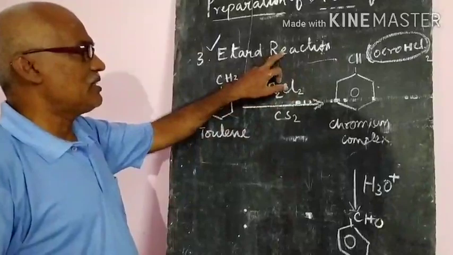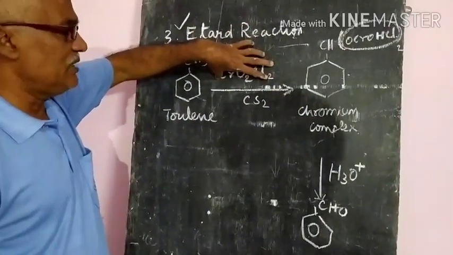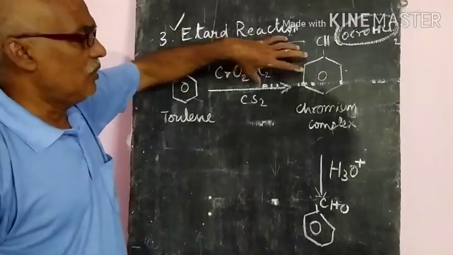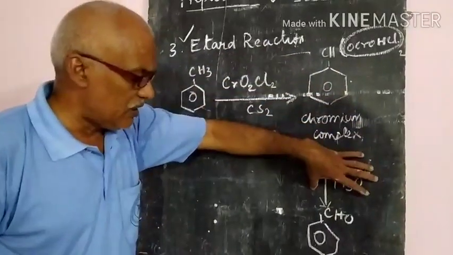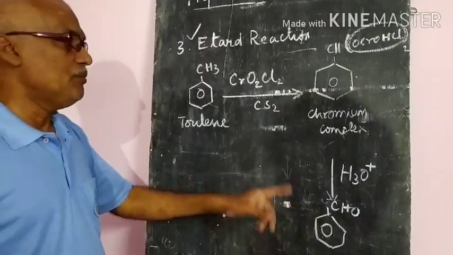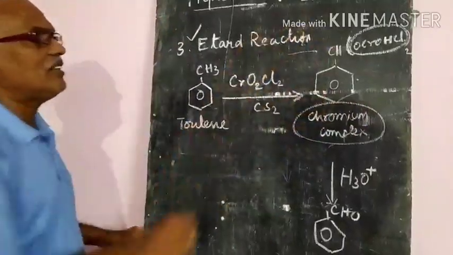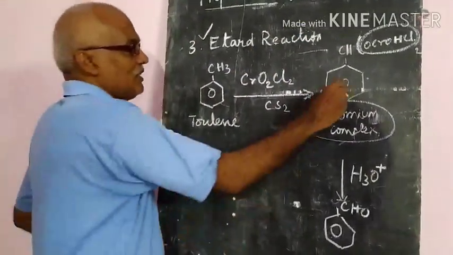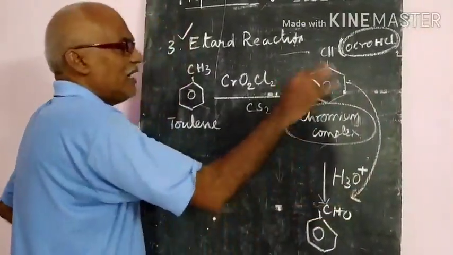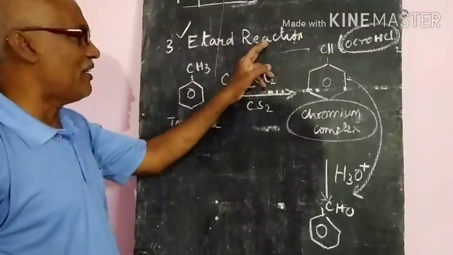In the Etard reaction, what will happen? The oxidation is controlled by the chromium complex, and further hydrolysis will give the aldehyde only. It will not give the acid, because the chromium complex does not react further. Once it is formed as the aldehyde, it cannot react further. That's why we call this the Etard reaction.